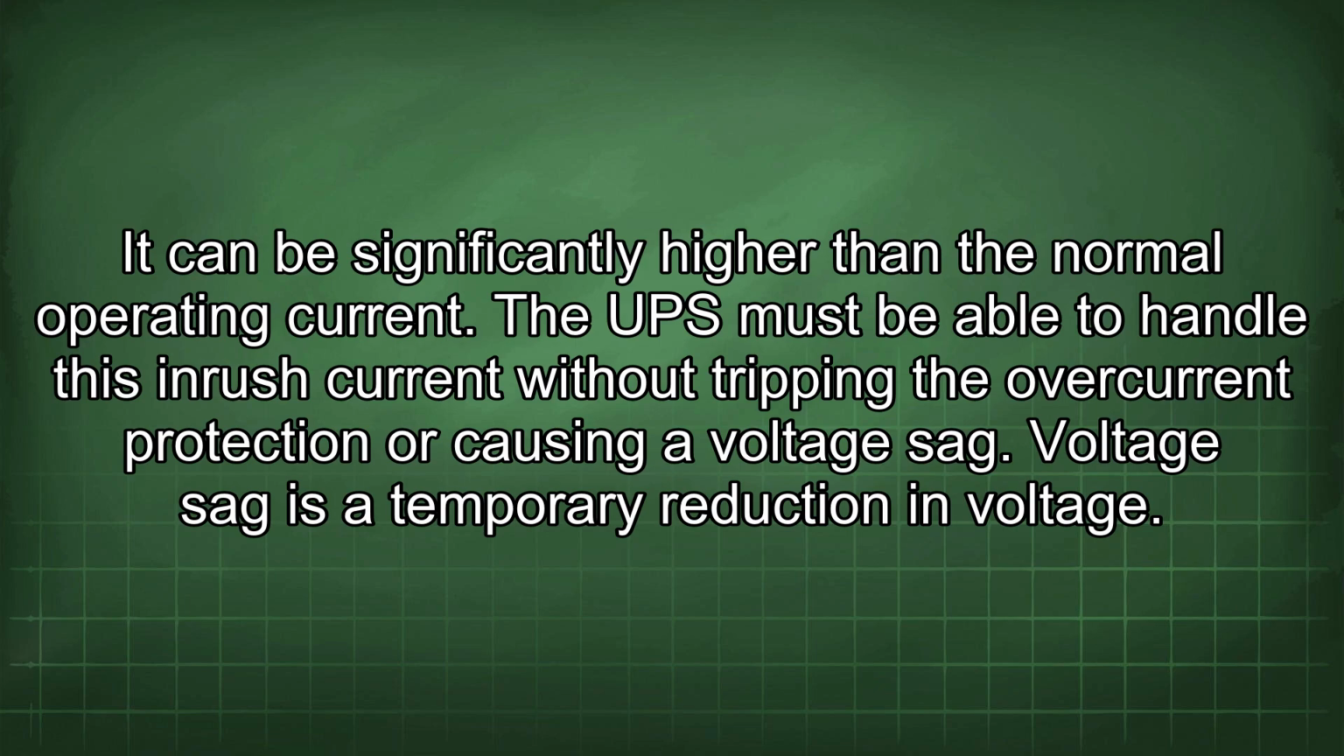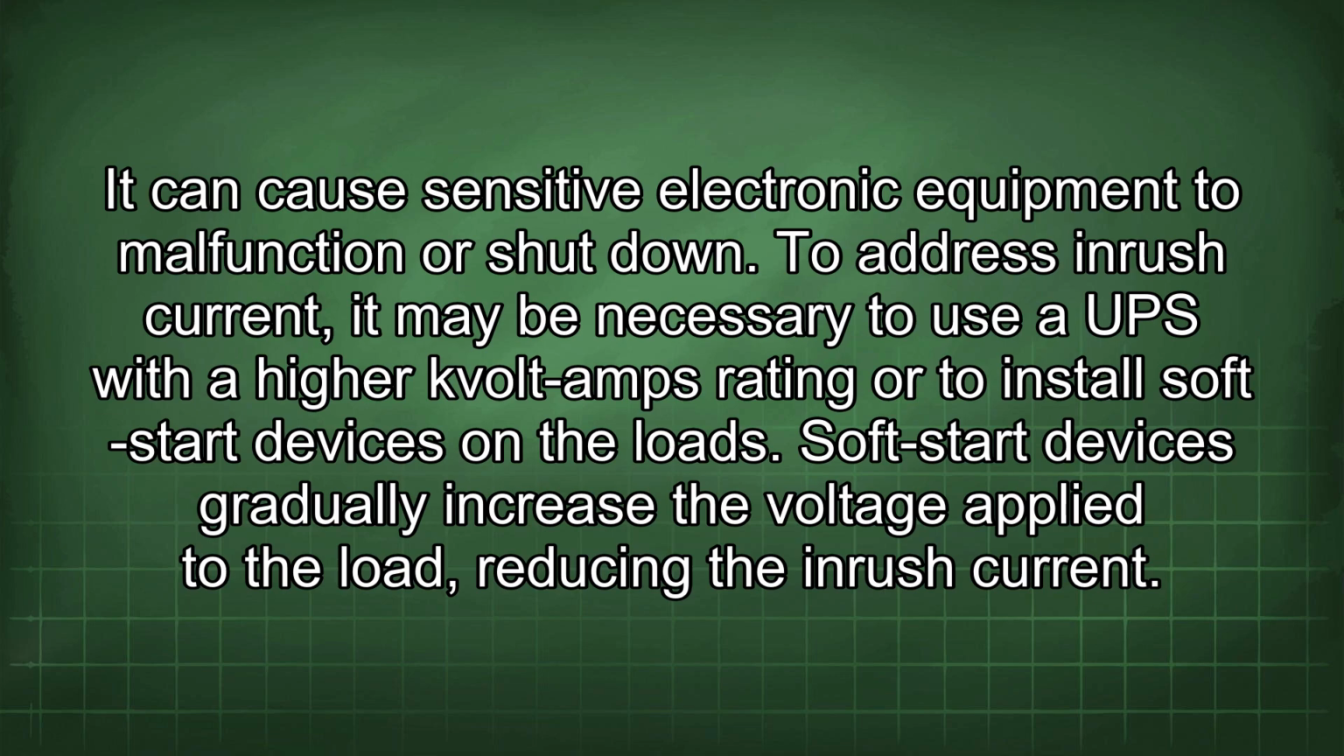Voltage sag is a temporary reduction in voltage. It can cause sensitive electronic equipment to malfunction or shut down. To address inrush current, it may be necessary to use a UPS with a higher kilovolt-amps rating or to install soft start devices on the loads. Soft start devices gradually increase the voltage applied to the load, reducing the inrush current.